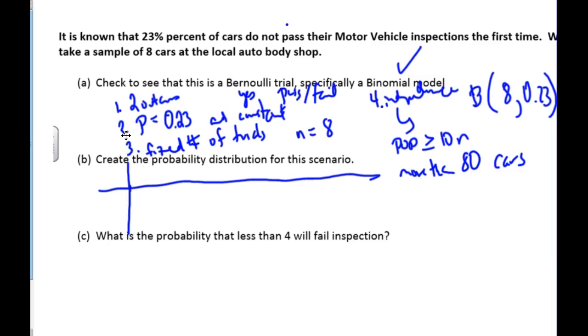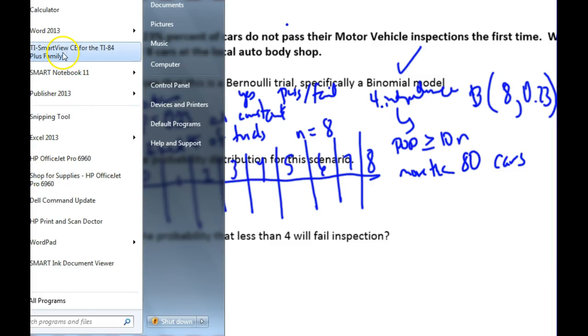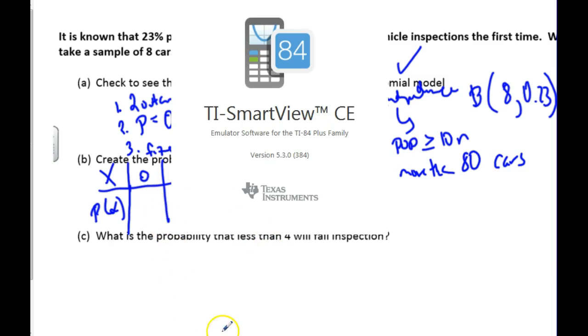Now, create the probability distribution for this scenario. When it comes to creating this, you can do it either vertically or horizontally, in which you're basically going to find the individual values. Do not forget your 0, and it goes all the way up to 8. I'm not going to type this up, but I'm going to show you how you would utilize your calculator to find each of those values.